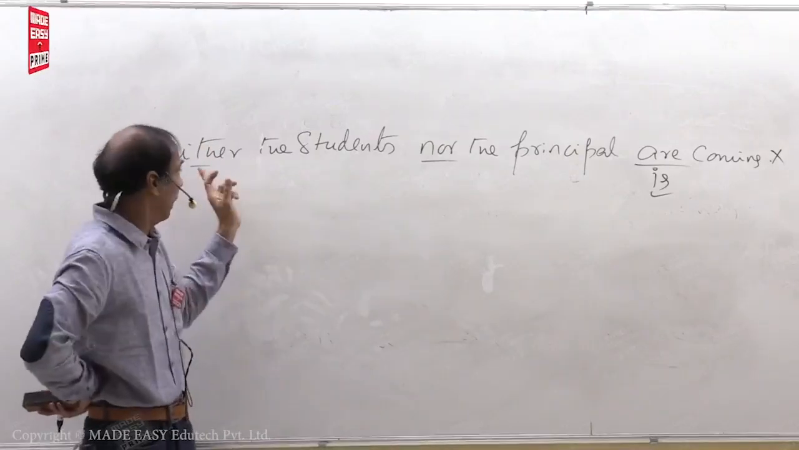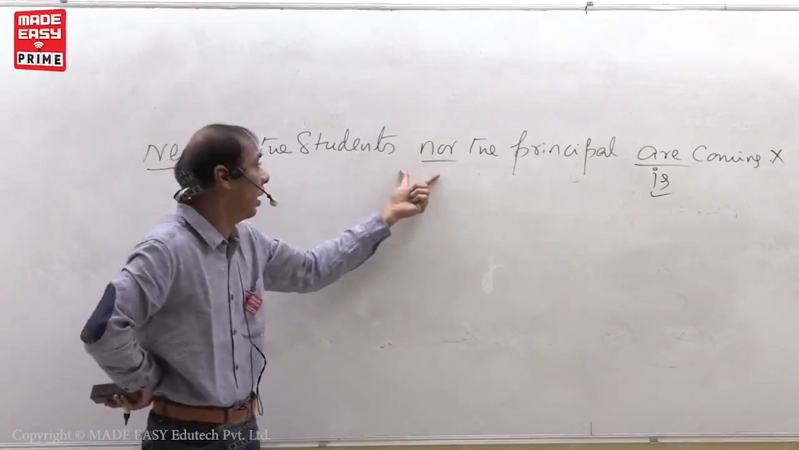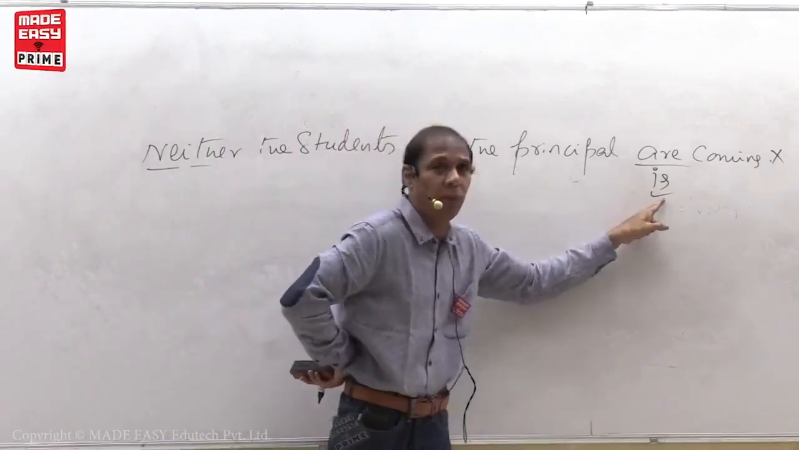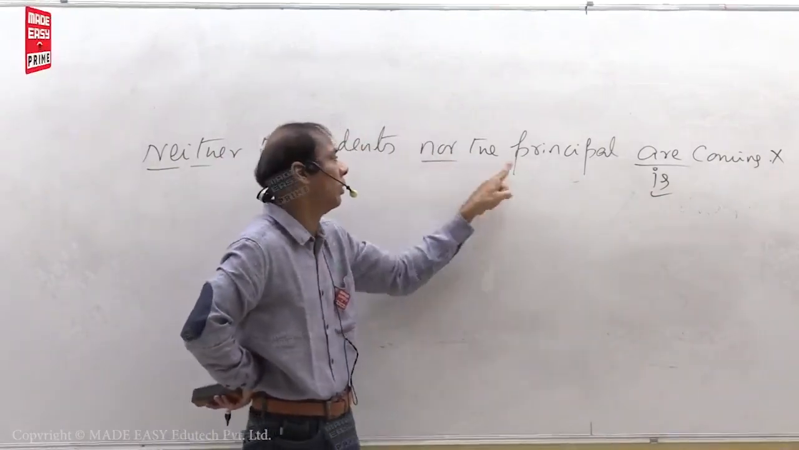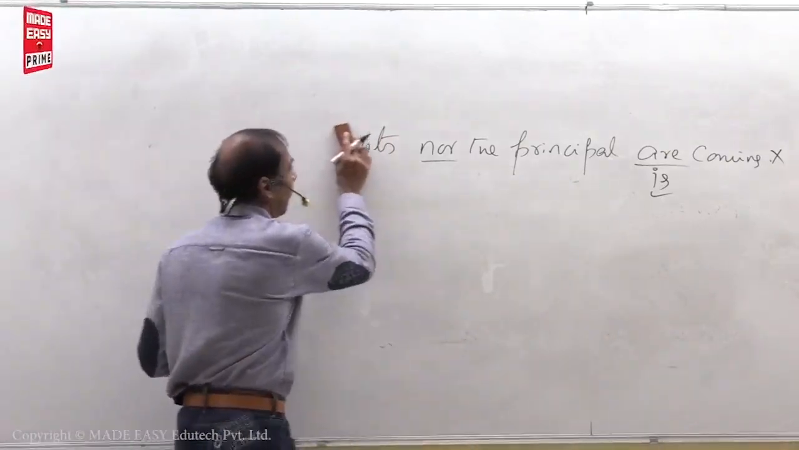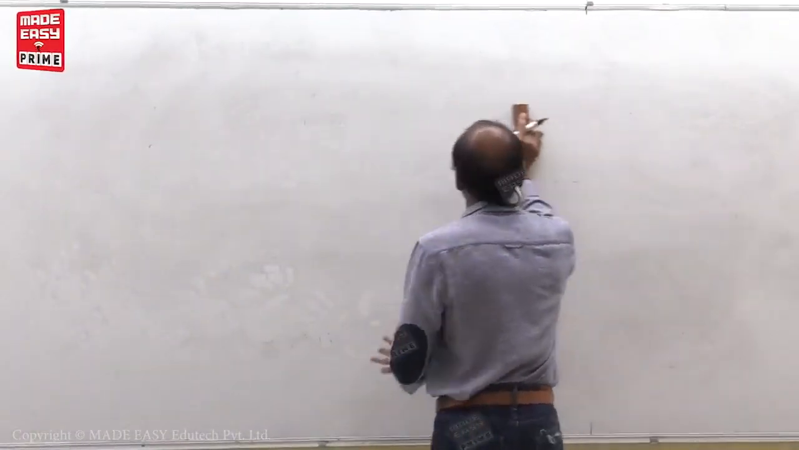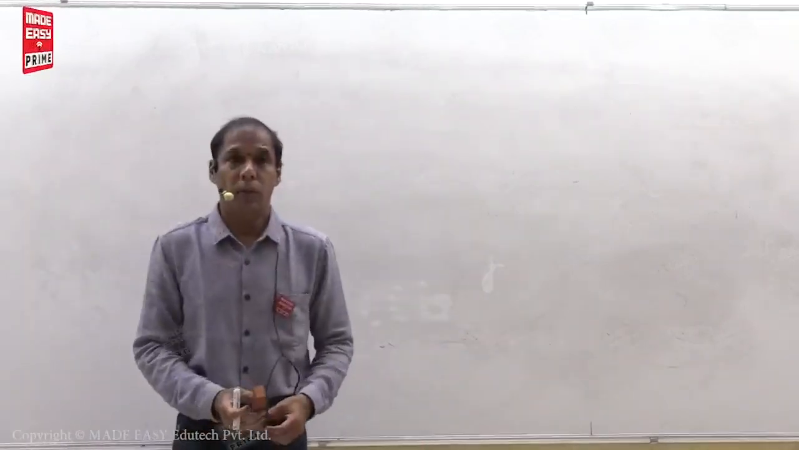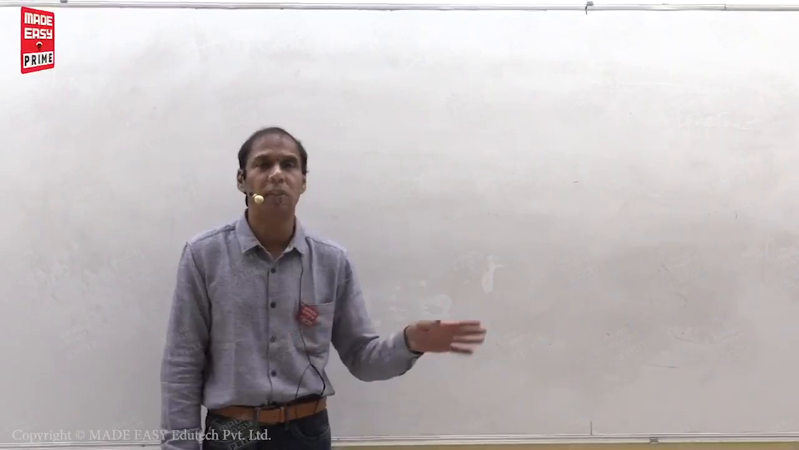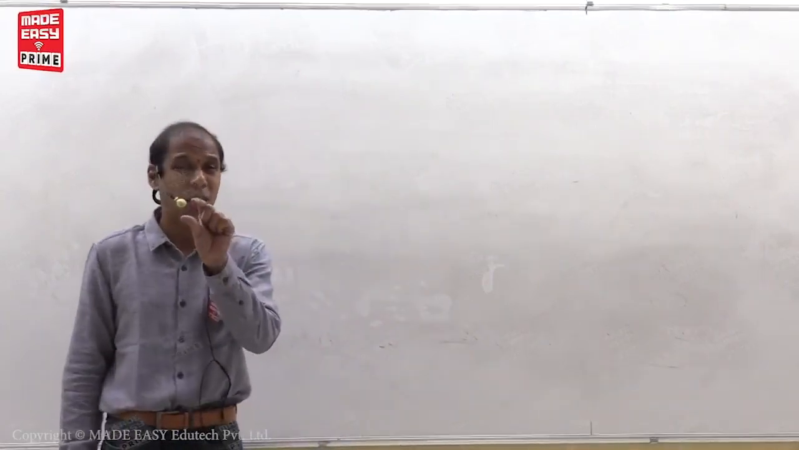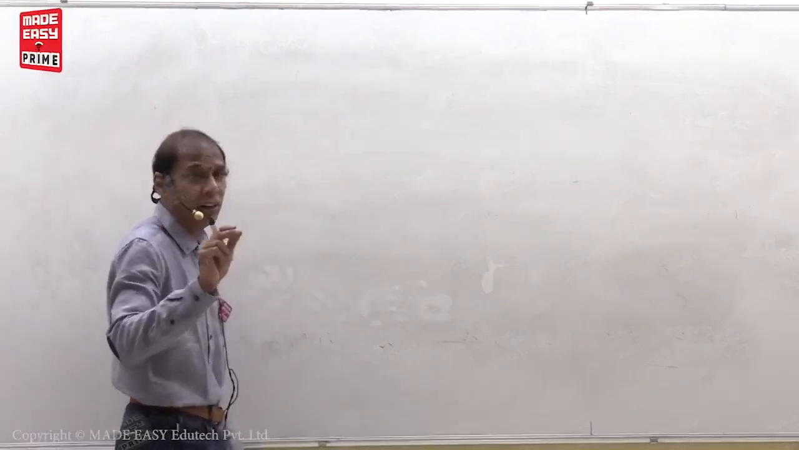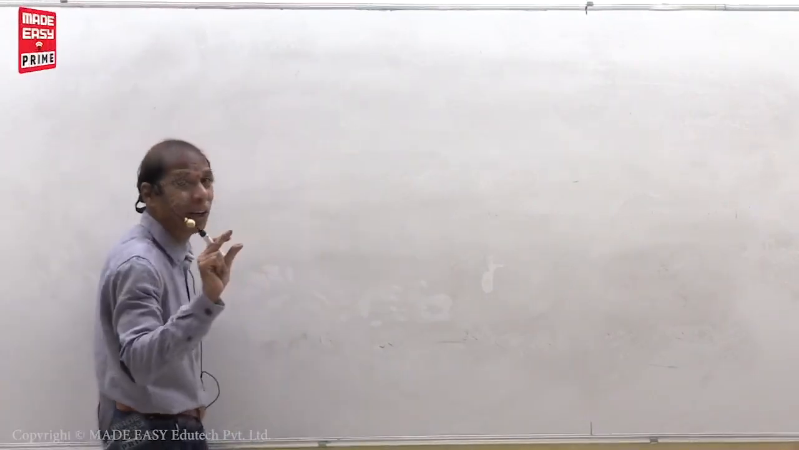Okay? Neither the students nor the principal are coming. At the time of usage of neither nor, what is the subject nearest to nor? Depending on it, accept the verb. The principal is coming. Okay? One more. What is the meaning of this sentence? You know, it means students are not coming, principal is also not coming. Neither nor is always used in negative sense.